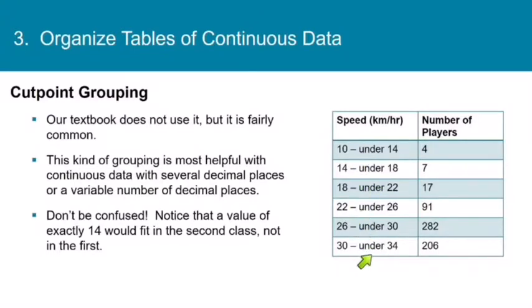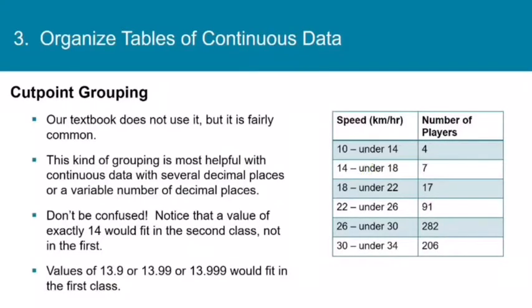because if we didn't have the word under on each of these upper class limits, then it would be possible for a 14 to fit in either the first or second class, for an 18 to fit in either the second or the third class. So the word under is what keeps the classes from overlapping. But because we do have the word under, that allows us to handle any number of decimal places. A 13 or a 13.99 or a 13.999 would all fit in the first class, and we don't have to know in advance how many decimal places our data will have.